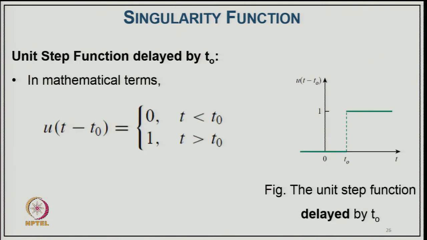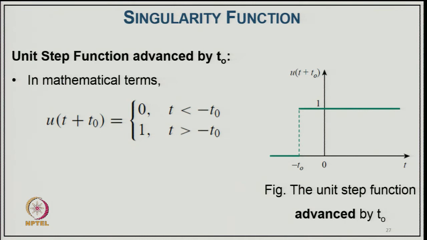Well, unit step can be delayed by t0. So, in mathematics as you can see here, we are not really going at t equal to 0, we are just having this ramp up or step up at t equal to t0, and mathematically it can be now defined as u(t minus t0) equal to again 0 if t is less than t0 or 1 if t is greater than t0.